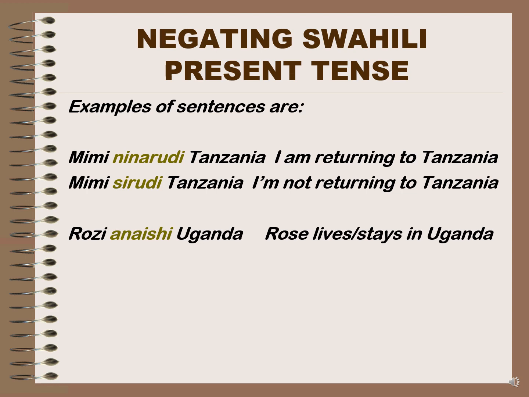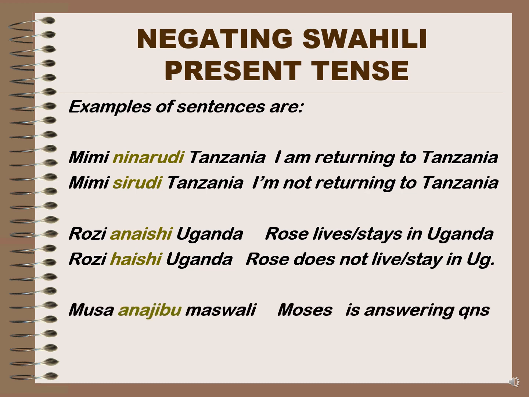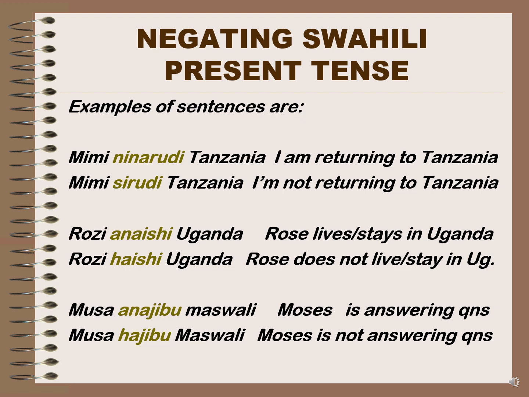Rosie anaishi Uganda, meaning Rose lives or stays in Uganda. The negative will be Rosie haishi Uganda, meaning Rose does not live or stay in Uganda. Musa anajibu maswali. In English, it means Moses is answering questions. In negative format, it will be Musa hajibu maswali, or Moses is not answering questions. So here we have seen words like ninarudi, sirudi, they don't change. Anaishi and haishi, the vowel that ends the verb does not change. And anajibu or hajibu.